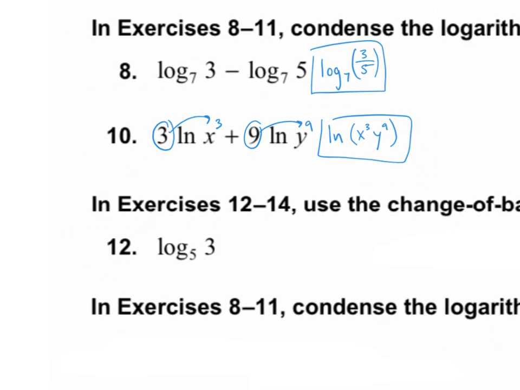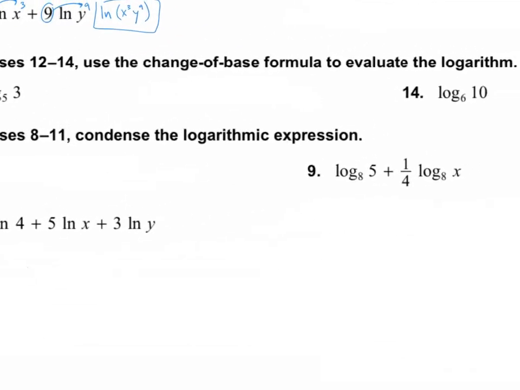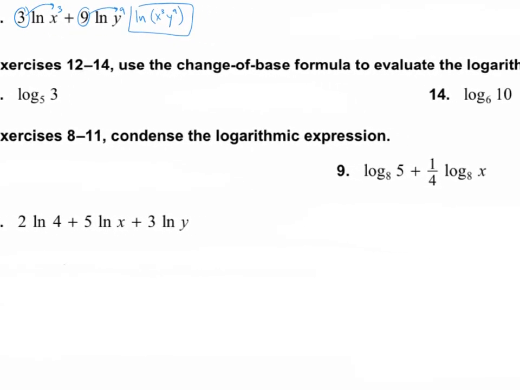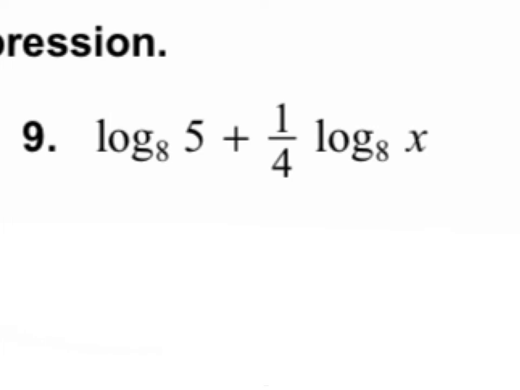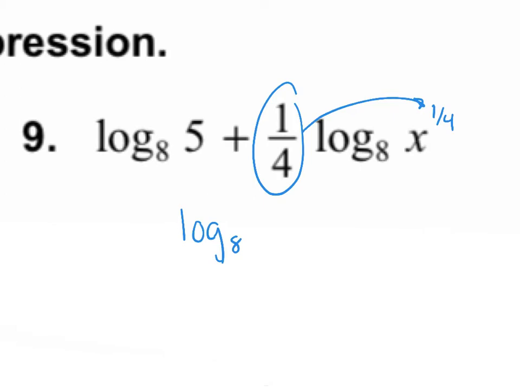All right, number 12. Actually, let's skip 12 and 14 and go to 9 and 10 down below because these are still condensing. So let's look at number 9. What can we do to condense this? Put the 1/4 as the exponent. What else can we do? How can we combine? Awesome. So we multiply them. Since we're adding it, we condense it by multiplying. Any questions here?